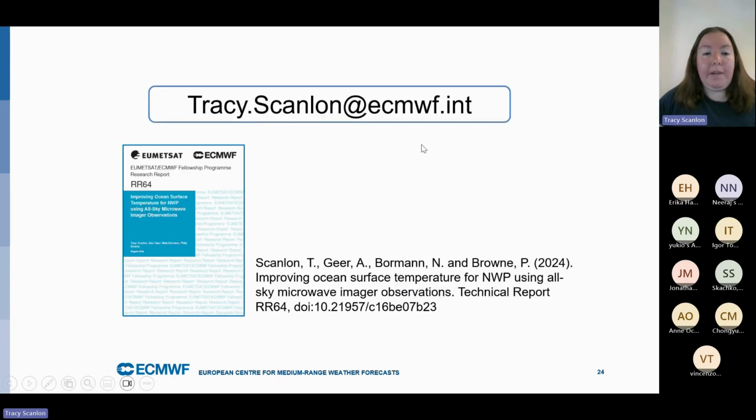And finally, everything except the information on the coupled system has been written up into this report, which is available on the ECMWF website, and a couple of papers will be written summarising some of this information. And the coupled system I'm currently writing up, so that should be available soon.